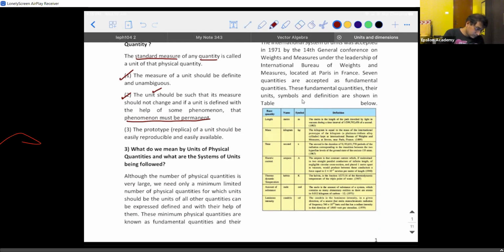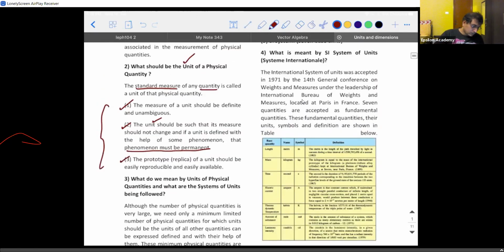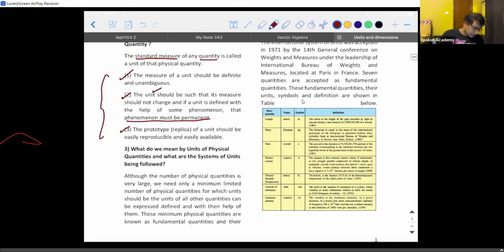Next is the prototype, which is a replica of something. A replica of a unit should be easily reproducible and easily available. It means you need to use a unit which can be understood by everyone. So these three are the basic properties that a unit should have.